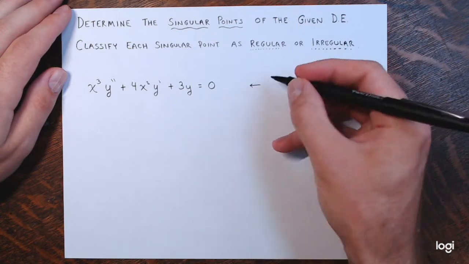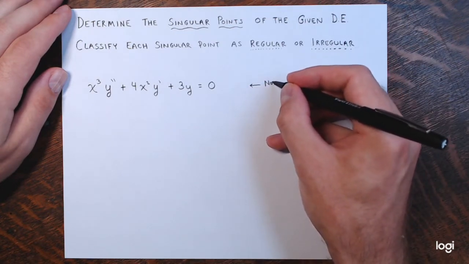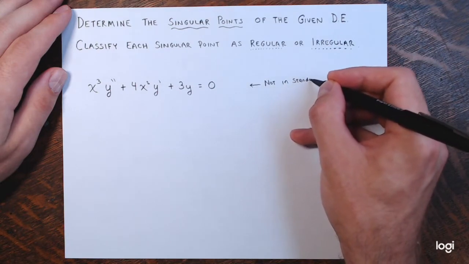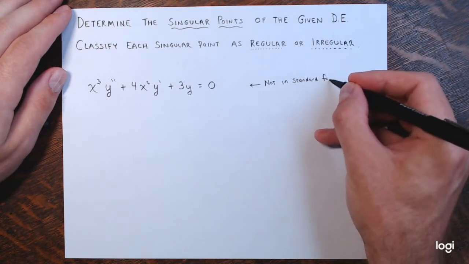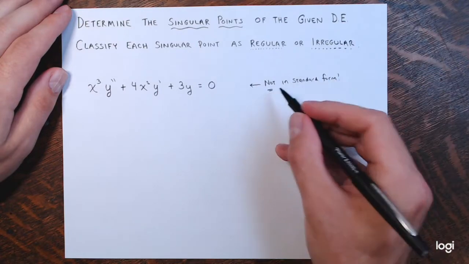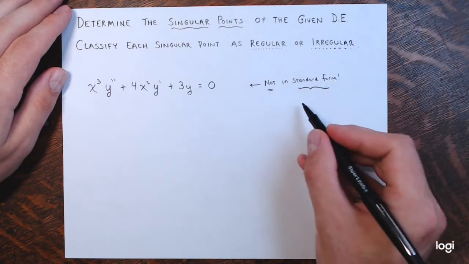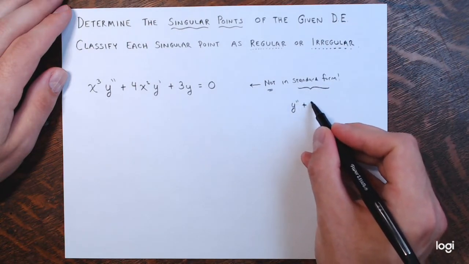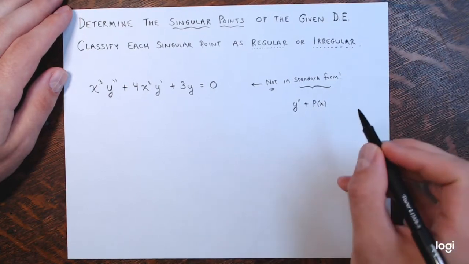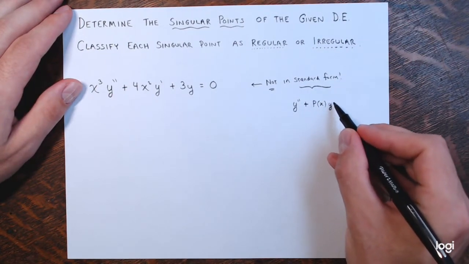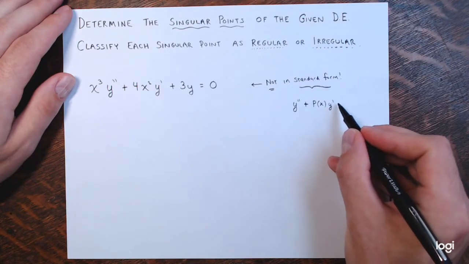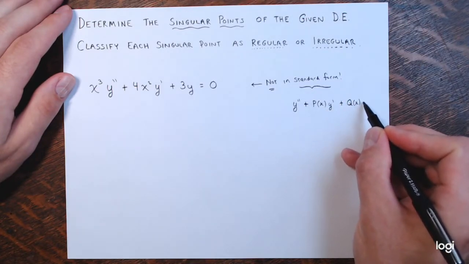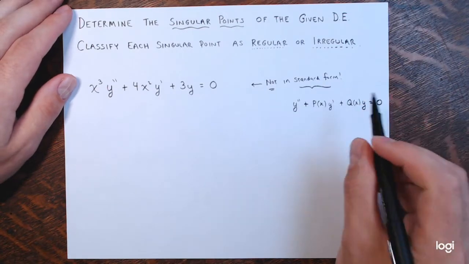This is not in that standard form. And I'll recap it here. What is the standard form? That's this: y double prime plus some function of x, I'll call it capital P like in the textbook that I just showed you, times y prime, plus another function, capital Q of x, times y equals 0. This is the standard form.